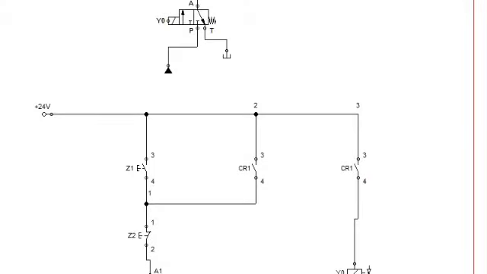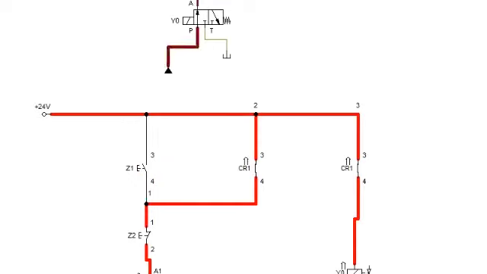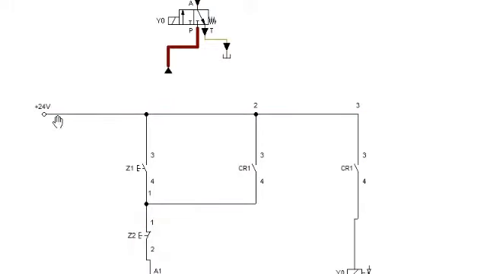So if the Z1 button is pushed, Y0 will receive current flow, and it automatically pushes the pump through the single acting cylinder and pushes the cylinder out. If Z2 is pushed down, the cylinder will revert back, and the whole system will turn off automatically immediately.